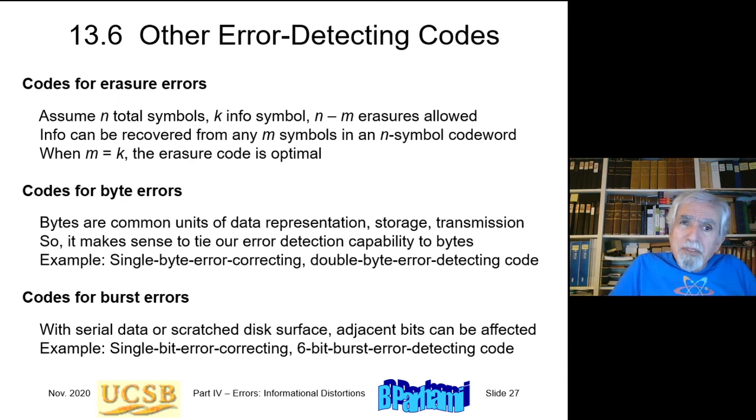Codes for byte errors, okay? Because byte is such an important unit of information in computing, we have specially designed codes that detect byte errors. So no matter how many bits in a byte change, the code detects it. And this is reasonable because a byte comes from a register or from some memory location. And if something goes wrong, it's possible that multiple bits in the byte are erroneous, and therefore byte codes are useful. And codes for burst errors.